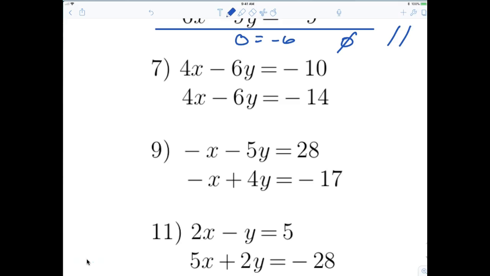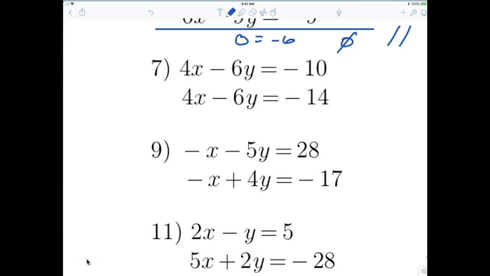Now, is it possible for me to just add these? No. The reason why is because nothing cancels. Your objective is to eliminate a variable. And if I add, I get 8x. Or if I add, I get -12y. Does everybody agree? So it was of no value to just add them.